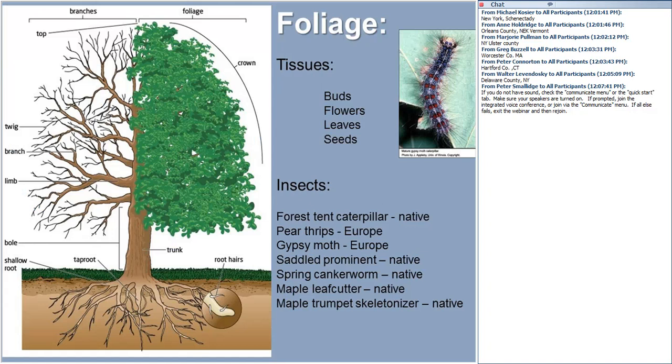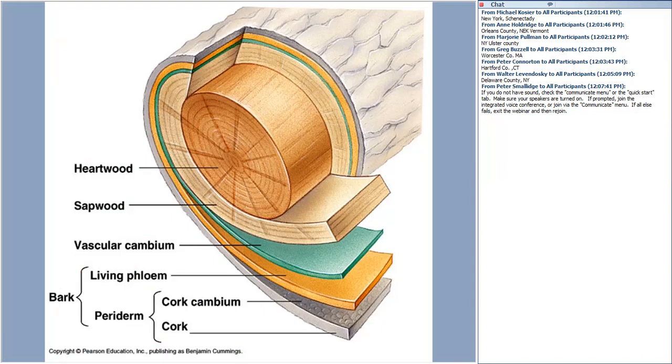But so the different insects on sugar maple are forest tent caterpillar, pear thrips, gypsy moth, saddle prominent, spring cankerworm, maple leaf cutter, and the maple trumpet skeletonizer. I'm not going to talk about all of these, but those that I feel are the most important, at least in the forests around here in New York State.